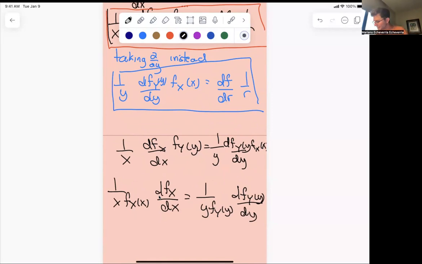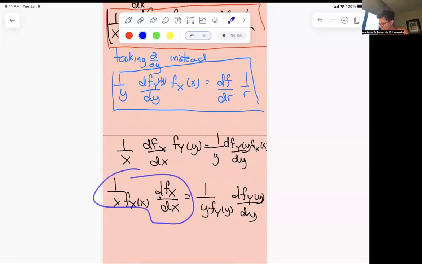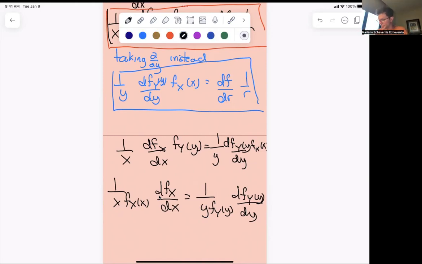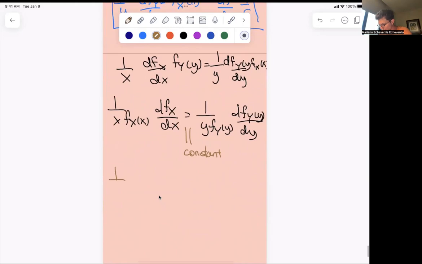And now, this is just an expression exclusively of x, and this is an expression exclusively of y. So how can an expression that depends only on x equal something that depends only on y? The only way for that to happen is if each of these is independent of the variable it's supposed to depend on. So that actually forces each of them to be equal to some constant, each side equal to a constant independent of the variables. So for example, that means that 1 over x times f sub x equals a constant. And this is like an ODE if you took differential equations.